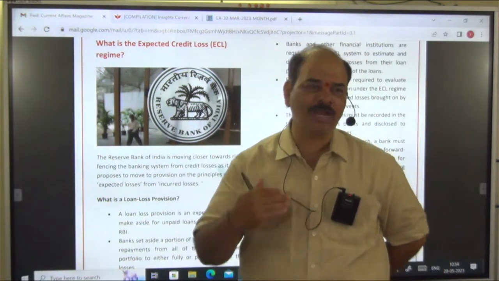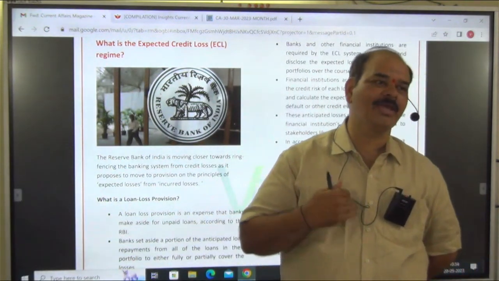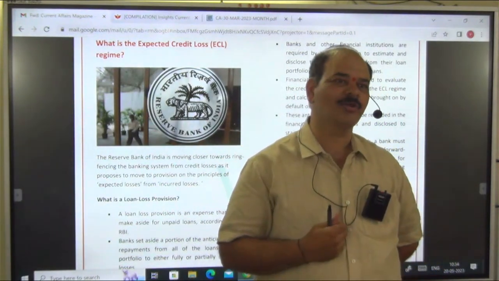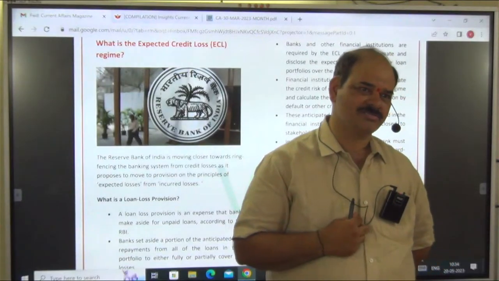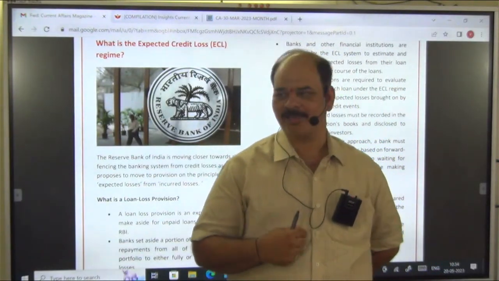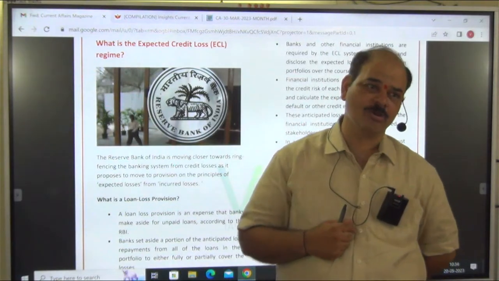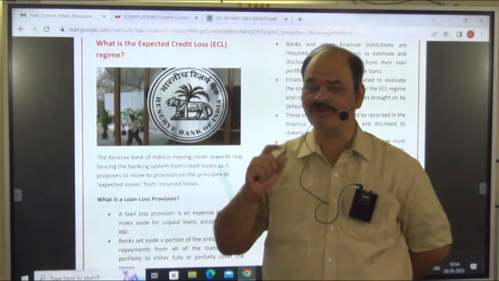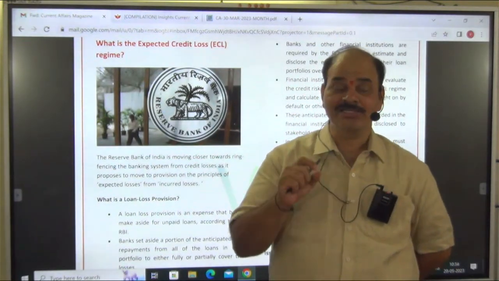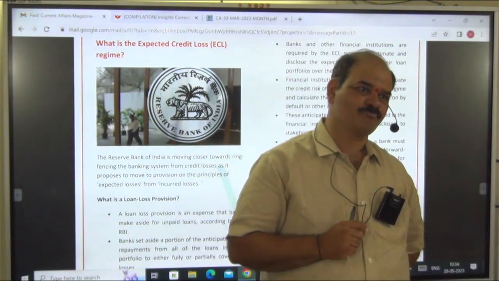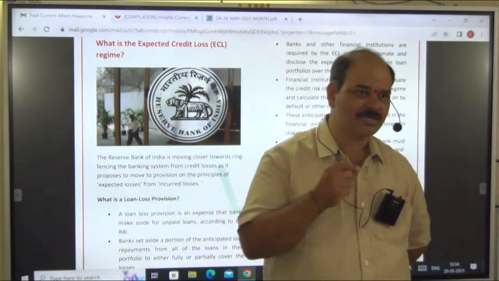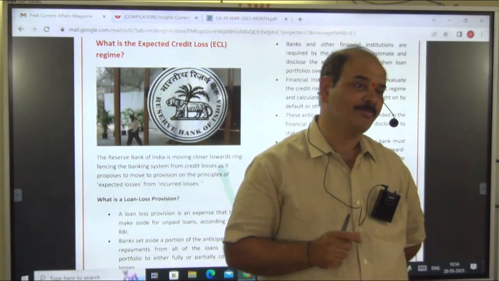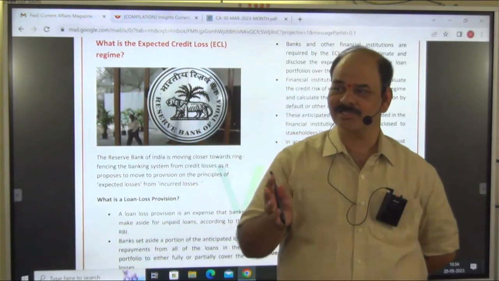When you come to India, you have NPA. What is NPA? Non-performing assets. If a person is unable to pay the loan continuously for 3 months, then that account is categorized as an NPA. But when you come to agricultural loans, this definition will not hold good. They have their own definition. Agricultural loans consider one season. If in that season the farmer is unable to pay, then only it is categorized as NPA. Don't get confused with 90 days and other things.